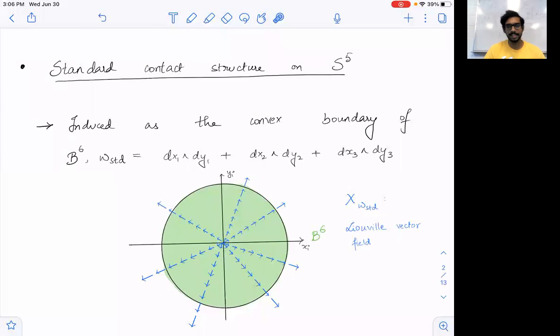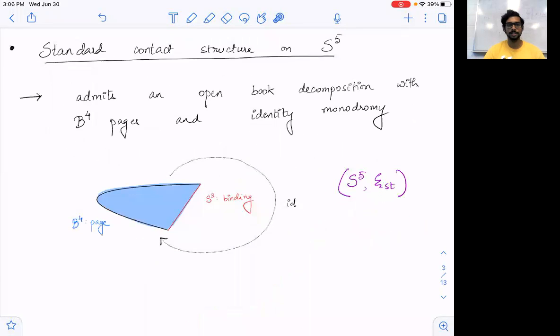So we're interested in the standard contact structure in S^5. This is the contact structure that's induced when we look at S^5 as the convex boundary of the standard symplectic ball. This contact structure admits an open book decomposition where the pages are the 4-ball and the monodromy is the identity. The binding is S^3, and this is the boundary of the page.